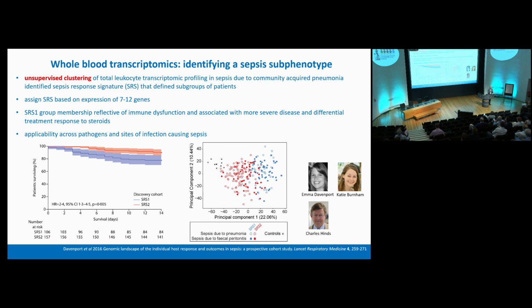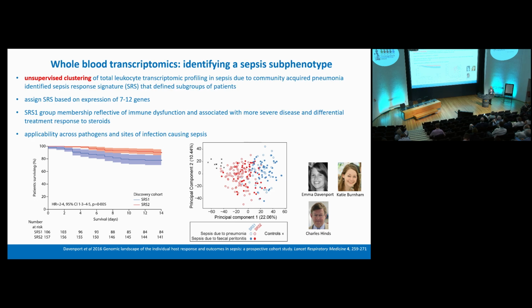And there were at least 2 major groups, one of which showed a significant association with mortality, which we became more interested in. So what we're talking about here are sepsis response signatures, and it was possible to define a relatively small number of genes that would predict your membership of that particular subgroup of patients. And this was initially, as I say, in the terms of pneumonia.